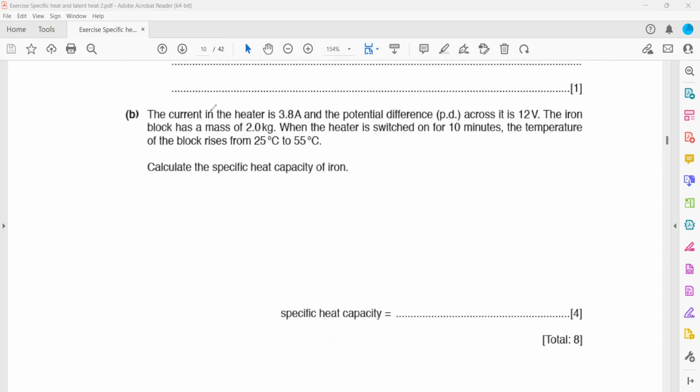In this question, the current in the heater is 3.8, so we have current, I. The potential difference is 12, that's V. The block has a mass of 2 kilograms, that's M. The heater is switched on for 10 minutes. Whenever time is given, it should always be in seconds, so you have to convert 10 minutes into seconds. You multiply by 60, so it will be 600 seconds.